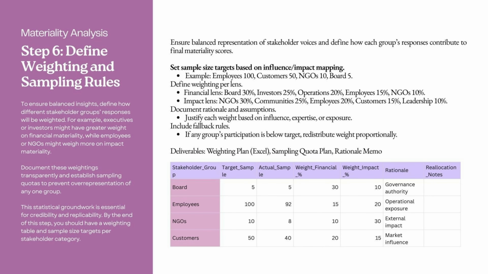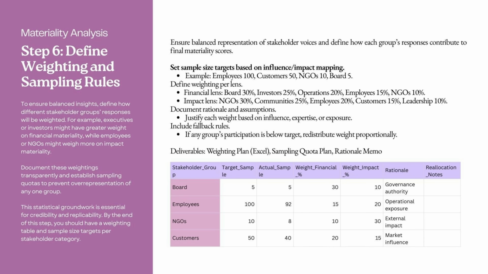At step 6, the objective is to ensure balanced representation of stakeholder voices and to define how each group's responses contribute to the final materiality scores. The first step is to set sample size targets based on the influence and impact mapping carried out earlier. For example, this may include targets such as 100 employees, 50 customers, 10 NGOs, and 5 board members.